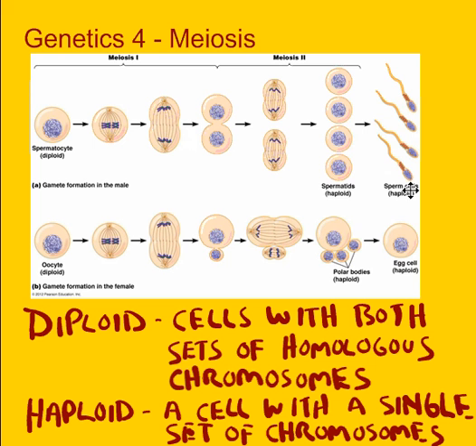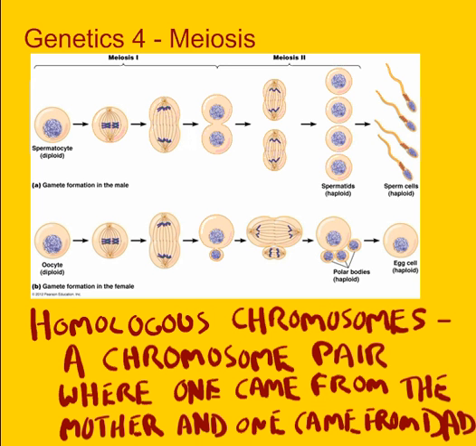But when sex cells are created, they have to be created haploid, meaning they only have a single set of chromosomes, so that when they come together in the fertilized egg, you end up with the proper amount of DNA. A half set of chromosomes from mom and a half set from dad gives you the full set that you need. Now, when I talk about homologous chromosomes, what I mean is in body cells, you have pairs of chromosomes where one has come from the mother and one has come from the father.